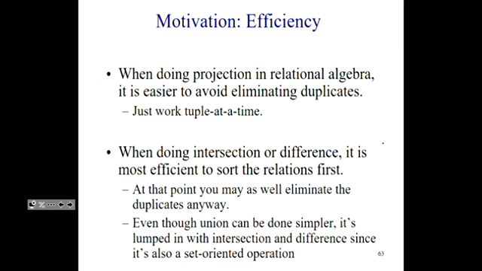Even though the union operator is actually simpler, you simply need to add the two relations to each other, and therefore you don't need to do any sorting. It's actually lumped in with intersection and difference because of consistency purposes. It's also a set-oriented operation, and therefore we treat it like the other set-oriented operations which return sets. Okay, so it doesn't return bags. On the other hand, just the select from where is still going to return you a bag. Okay, it's not going to eliminate any duplicates.